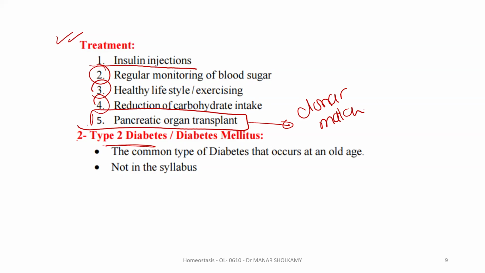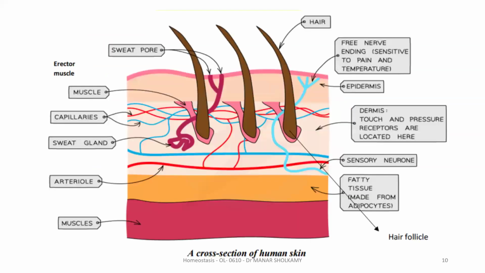Type 2 diabetes, I will not discuss it because it's not in your syllabus. It has been removed. Okay? Is diabetes clear? So we discussed two objectives today. We discussed the maintenance of the glucose levels in the blood, the insulin and the glucagon. These are examples of homeostasis by negative feedback. And we discussed diabetes.